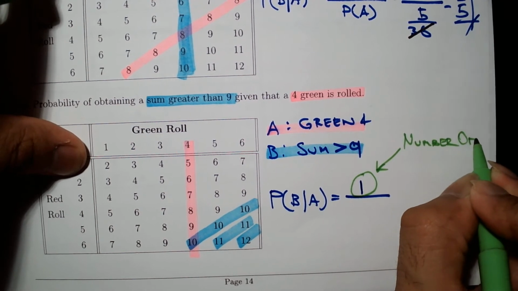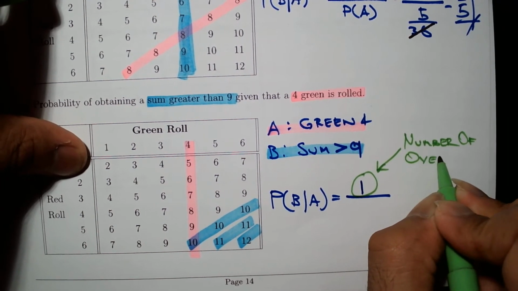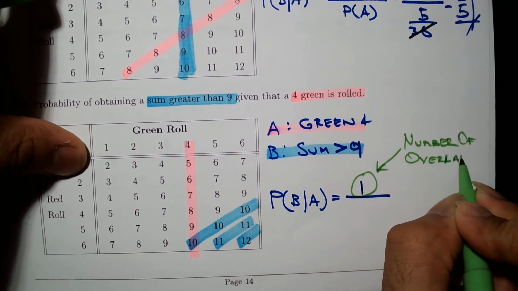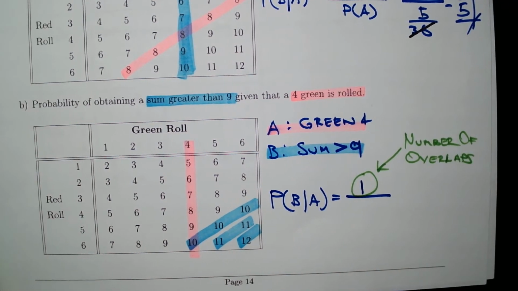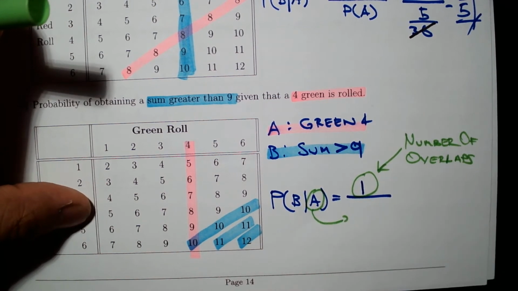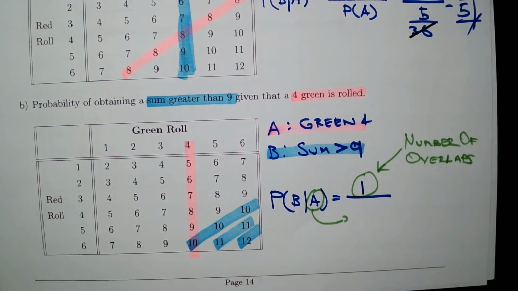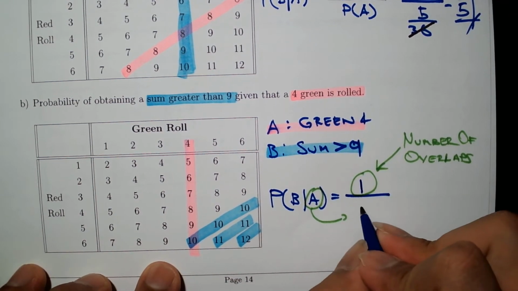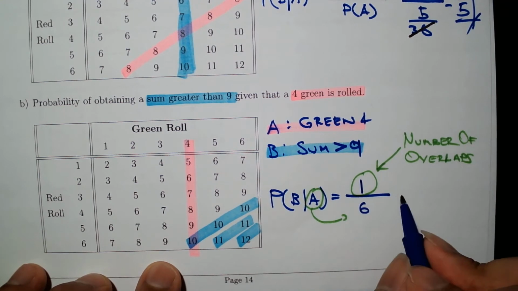Number of overlaps. And in the denominator, I'm going to write the probability that the first event occurs. In other words, how many do I have shaded in blue? In this case, is a total of 6. And that's all we do. It's only 1/6.